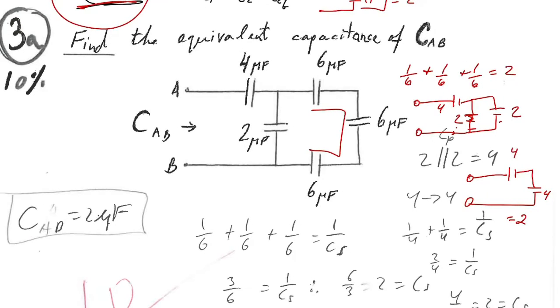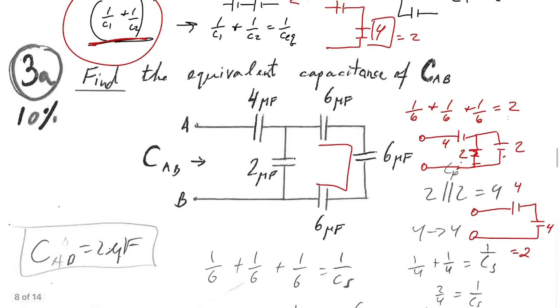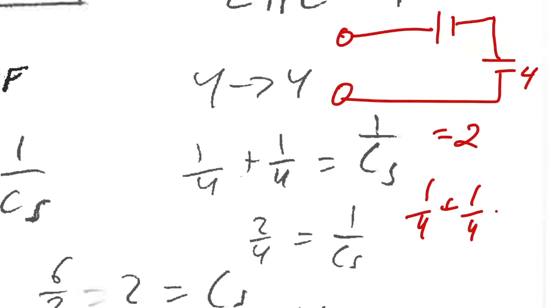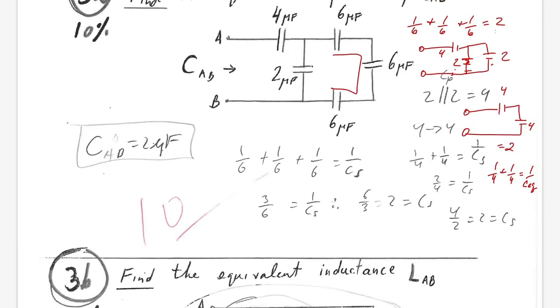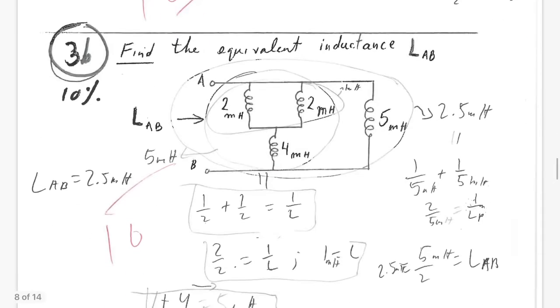Otherwise, if I'm not explaining it correctly, the best way to find these things in series would be 1 over 4 plus 1 over 4 equals 1 over CEQ. Yep, okay, so that is that. Our final answer is 2. These are awesome, super easy. This is the same thing we were doing for the resistors, maybe last test or the test before it.